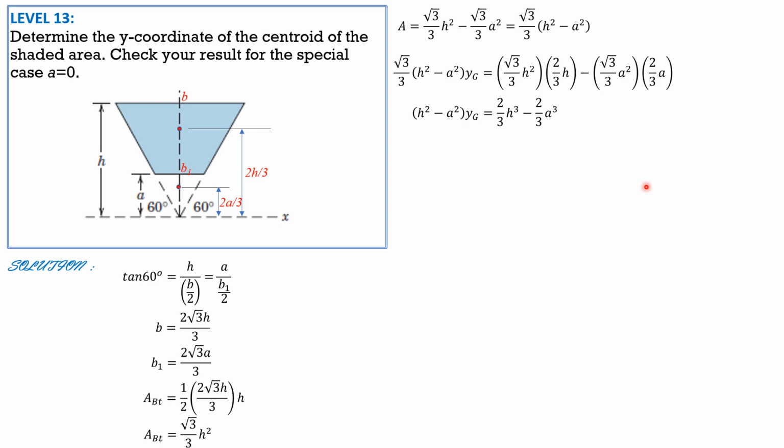So for YG, factor out 2/3. H square minus A square YG equals 2/3 quantity H cube minus A cube. Finally, YG is 2 quantity H cube minus A cube over 3 times quantity H square minus A square. So that's it for this problem. XG is 0, but we are only asked for YG.